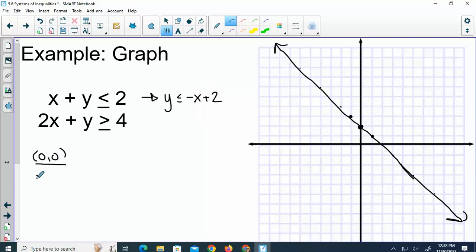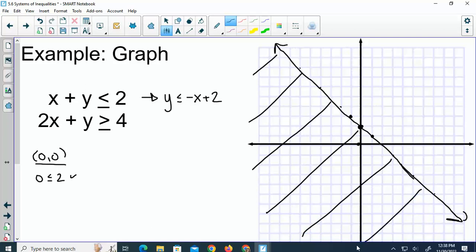If I put it in, I get 0 is less than or equal to the opposite of 0 plus 2, which is 2. Is 0 less than 2? Yes. So that means 0, 0 does work, so it's part of the solution. So that means anything on this side works. This is not my final answer, so just lightly shade this in right now. That's the answer for that line. So currently I know any ordered pair under that line would work.